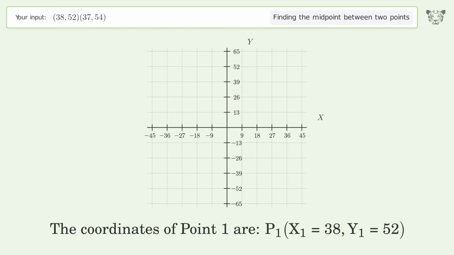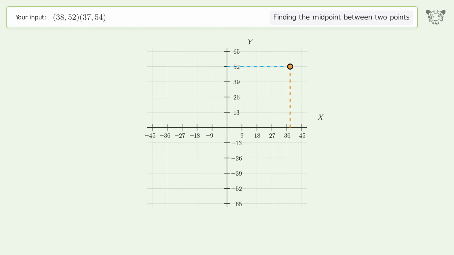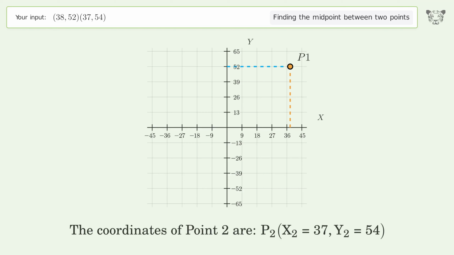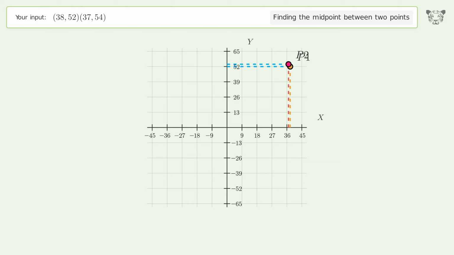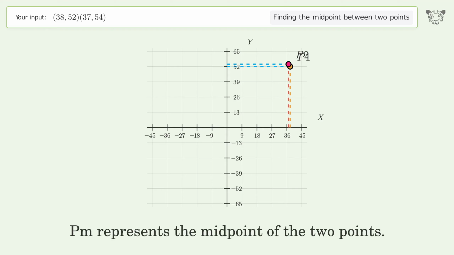The coordinates of point 1 are, x1 equals 38, y1 equals 52. The coordinates of point 2 are, x2 equals 37, y2 equals 54. PM represents the midpoint of the 2 points.